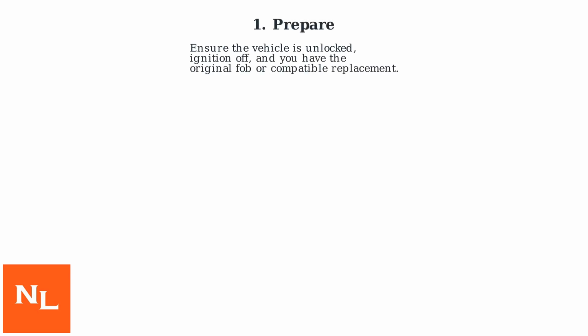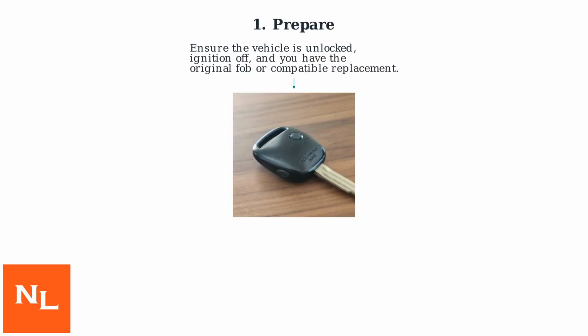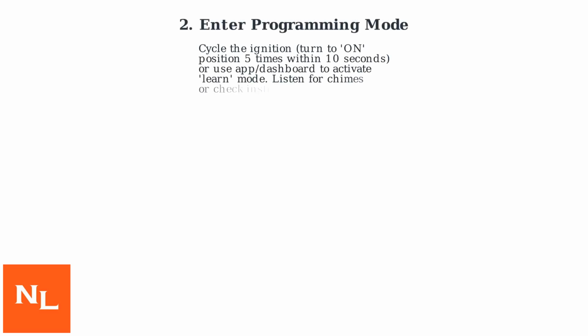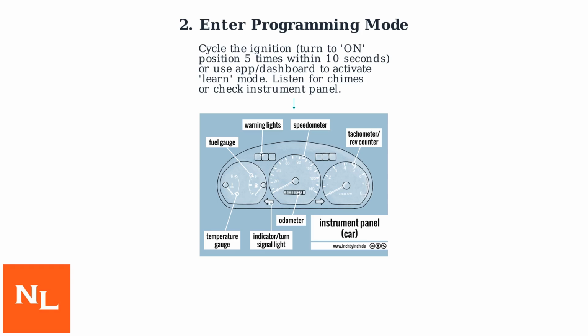First, prepare by ensuring the vehicle is unlocked with the ignition off. Make sure you have the original fob or a compatible replacement ready. Next, enter programming mode by cycling the ignition to the on position 5 times within 10 seconds, or activate Learn mode through your vehicle's app or dashboard menu. Listen for confirmation chimes or check the instrument panel.